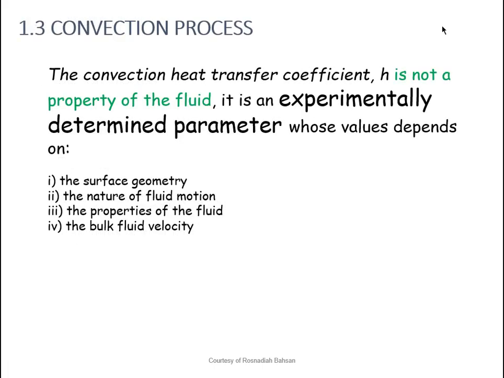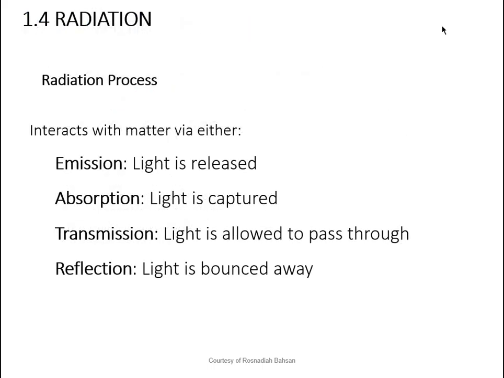Okay, and then the last one, which is the radiation process. Radiation, as I mentioned, is emitted heat via the electromagnetic wave. The radiation interacts with matter via emission, where light is released. For example, you turn on your light, so it is emission. Absorption is when light is captured. If you capture the light, it is absorbed. Transmission is when light is allowed to pass through, and reflection is when light is bounced away.